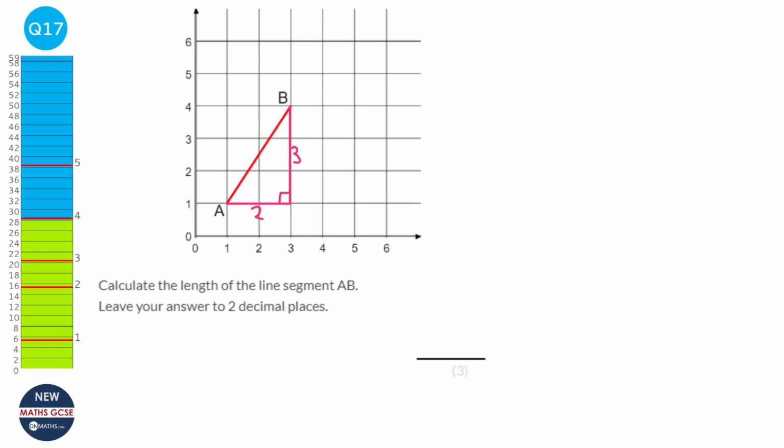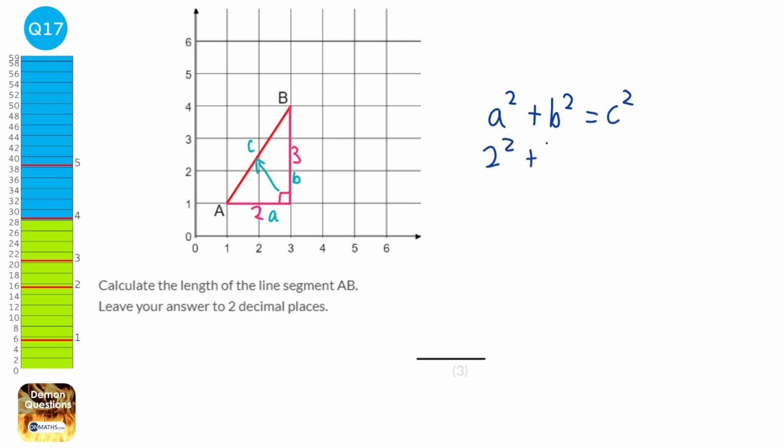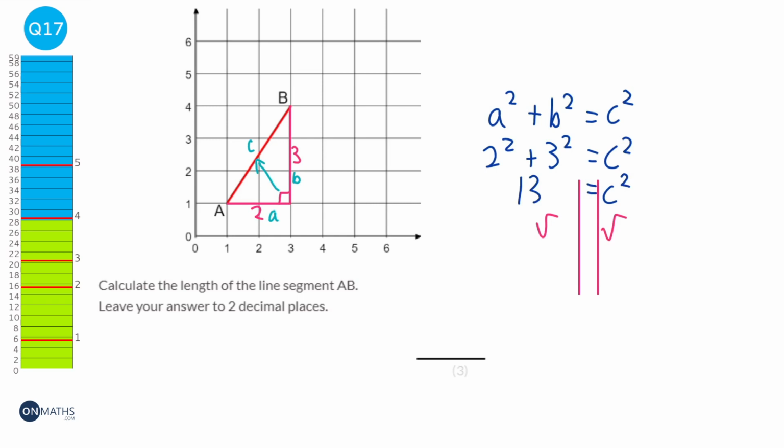And Pythagoras, we start by labelling the sides A, B and C; C must be the one that's opposite the right angle. And so we know Pythagoras is a squared plus b squared equals c squared. A is 2, b is 3, and 2 squared plus 3 squared is going to be 13. And then we're just going to solve that by square rooting both sides. So the square root of 13 is 3.605 and so on. And it asks for 2 decimal places, so it's going to be 3.61.